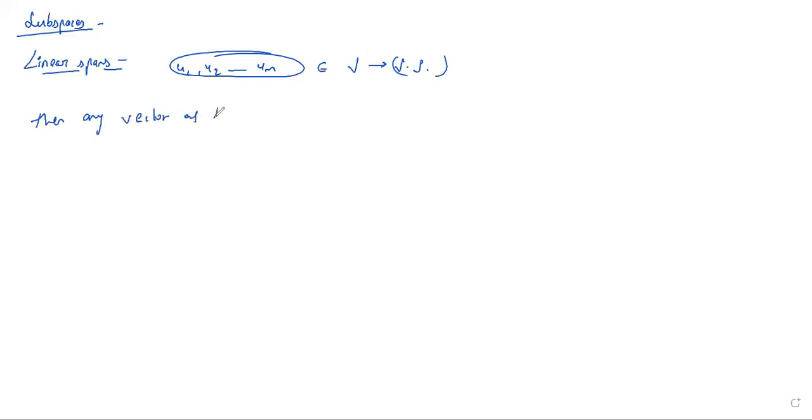What are these? So if I say that I have the vectors u1, u2 to um, okay, if I have this set of vectors which belongs to the vector space V, then any vector of the form of linear combination of these vectors, a1 u1 plus a2 u2 up to am um, this is the linear combination of the ui's vectors.